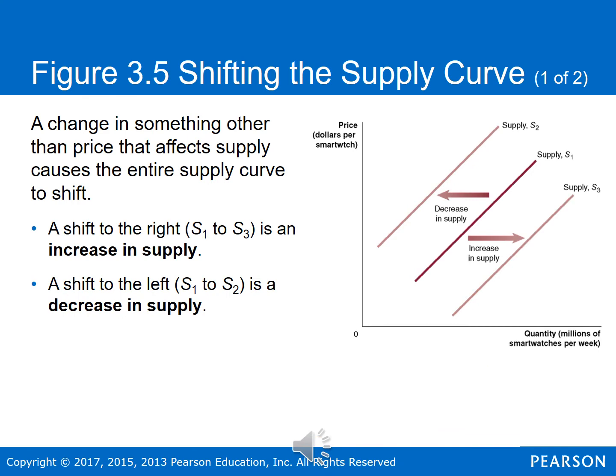Now let's explore the variables that cause a shift in the supply curve. So a change in something other than price, any other variable that changes, will cause the entire supply curve to shift. So if we shift to the right from S1 to S3, that's called an increase in supply. And if we shift the supply curve to the left, moving from S1 to S2, that's a decrease in supply.